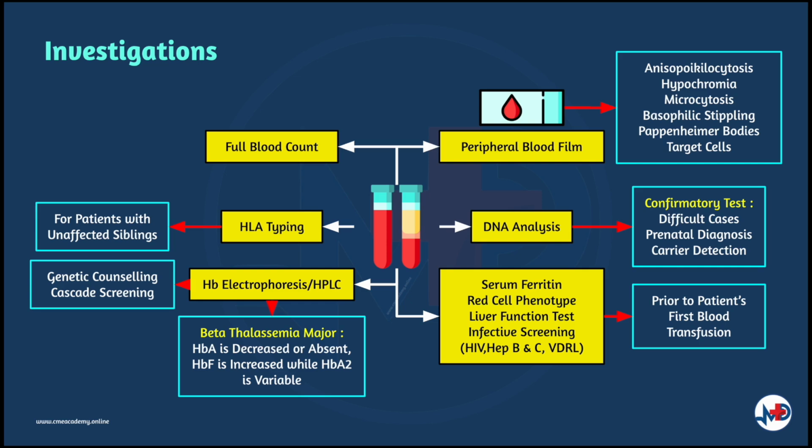Among the other tests that you could do would include a serum ferritin, red cell phenotyping, which is ideally done before the patient's first transfusion, liver function tests, infective screening, specifically HIV, hepatitis B and C, as well as VDRL, and once again, before the patient's first transfusion. DNA analysis is an optional test ordered, which is usually indicated as a confirmatory test in difficult cases, prenatal diagnosis, or for carrier detection. You may also want to do HLA typing for all patients with unaffected siblings.